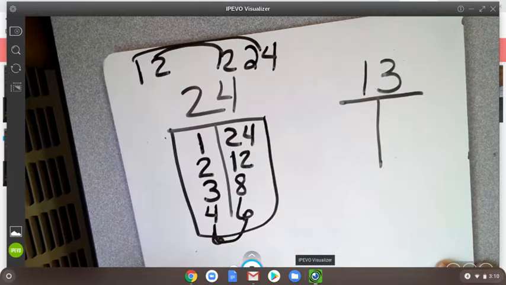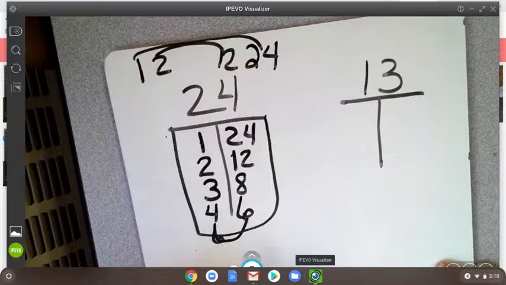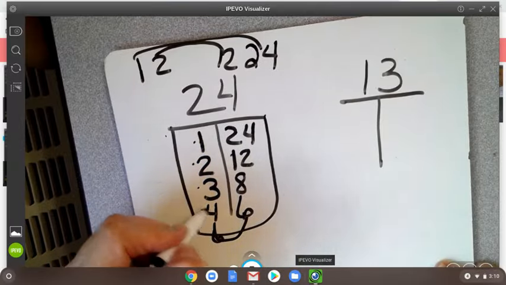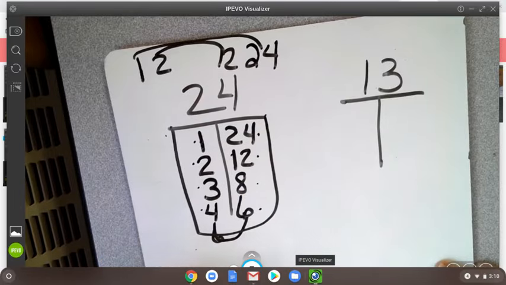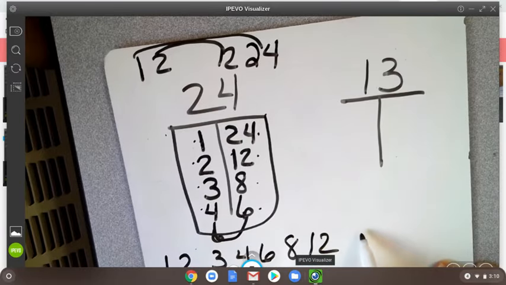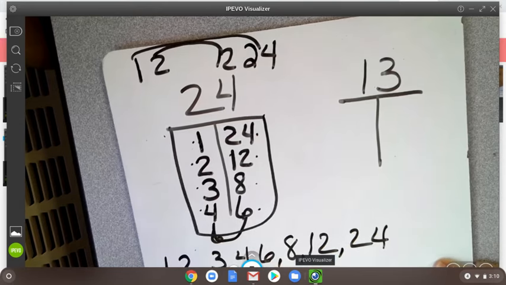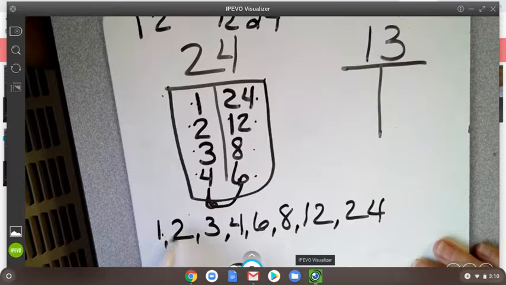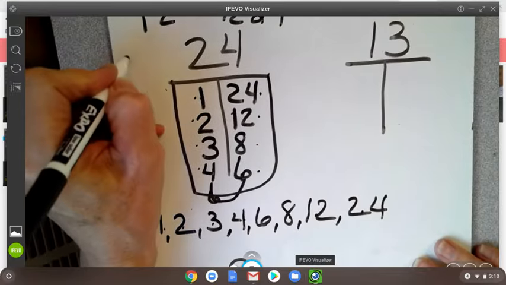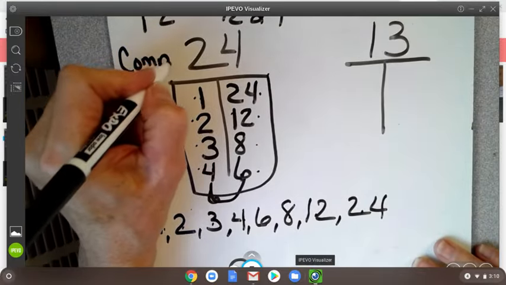So I could list them like the rainbow. I could say the factors of 24 are 1, 2, 3, 4, 6, 8, 12, 24. And it would look like this, separated by commas. Now 24 has 1, 2, 3, 4, 5, 6, 7, 8 factors. That's more than 2, definitely. So that means 24 is a composite number. Composite.